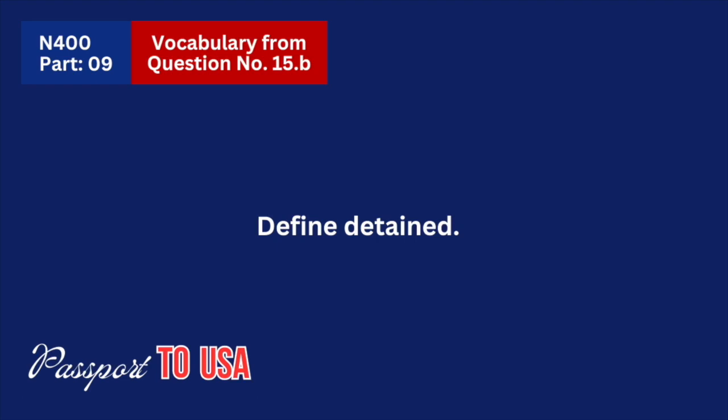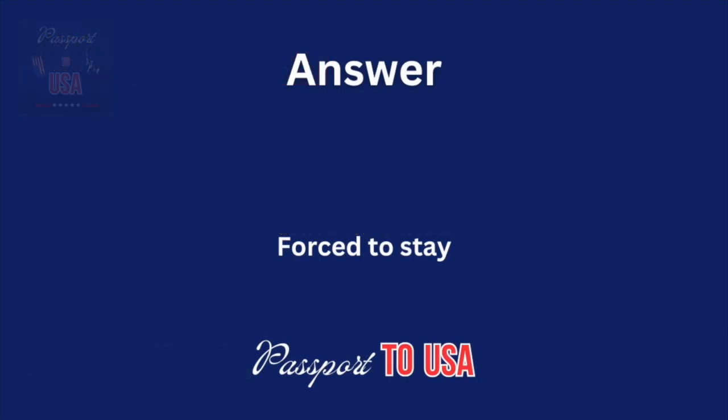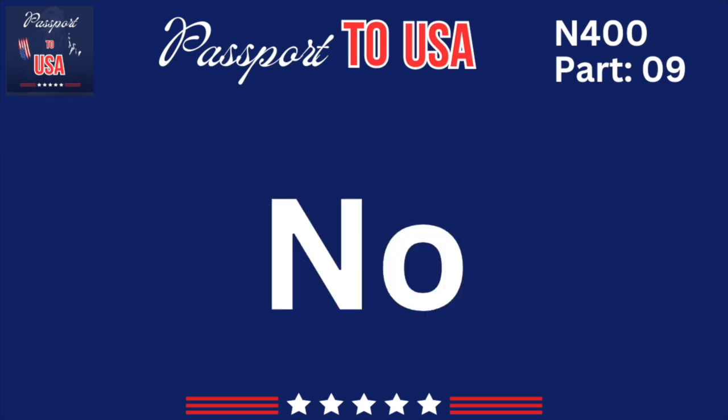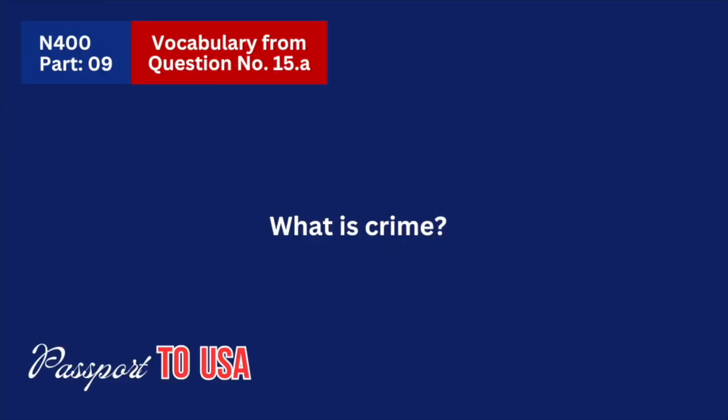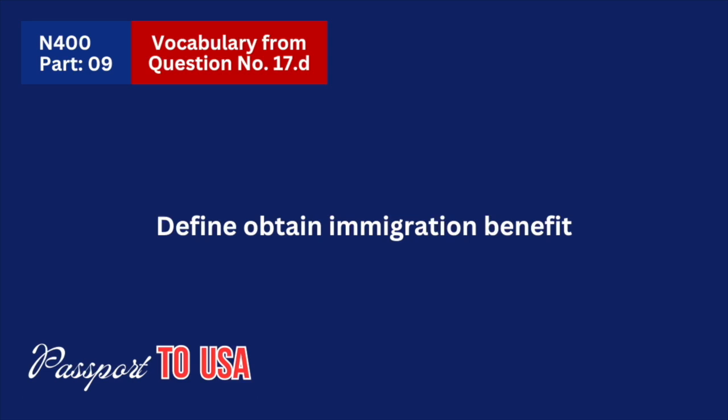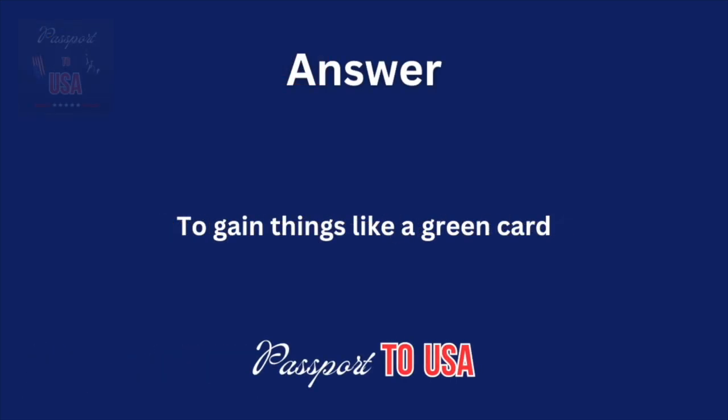Define: detained. Forced to stay. Do you now have, or did you ever have a hereditary title or an order of nobility in any foreign country? No. What is crime? An action that breaks the law. Define: obtain immigration benefit. To gain things like a green card.